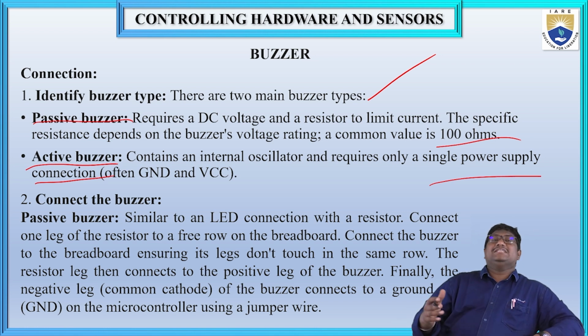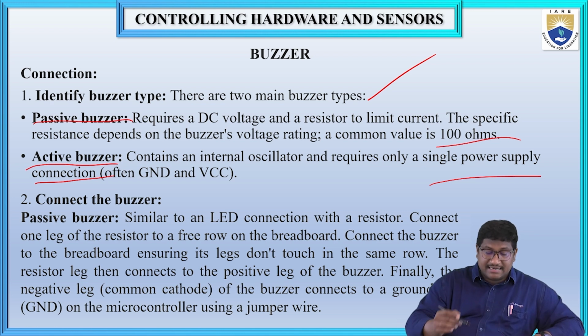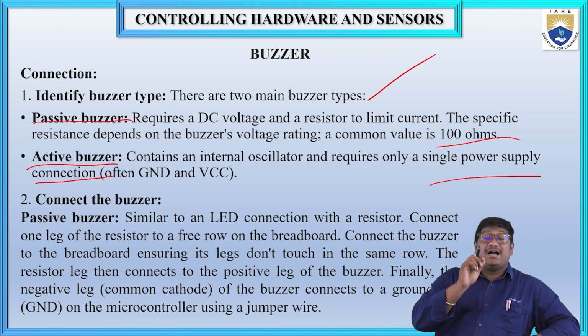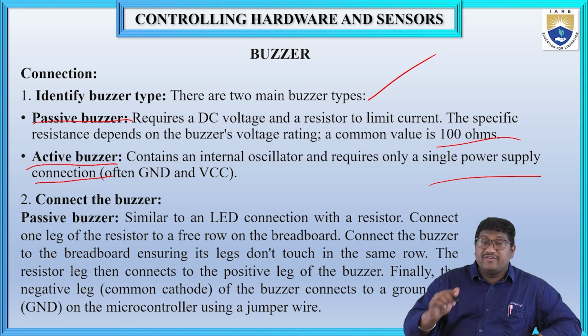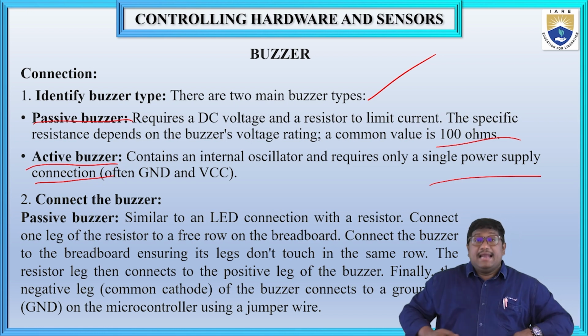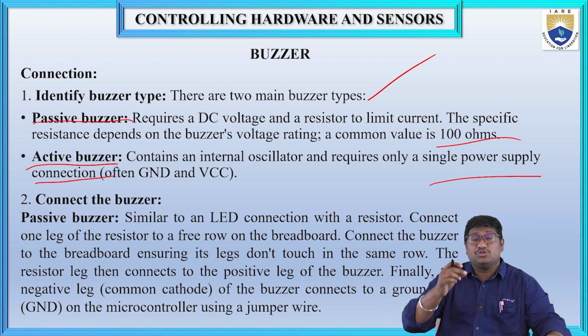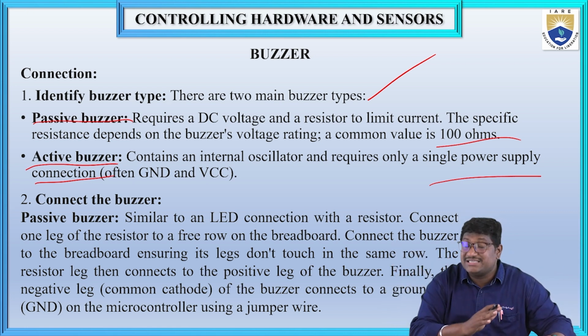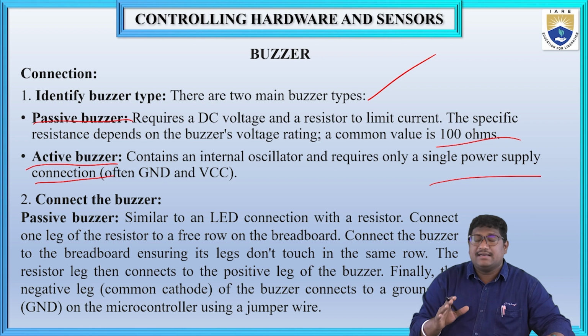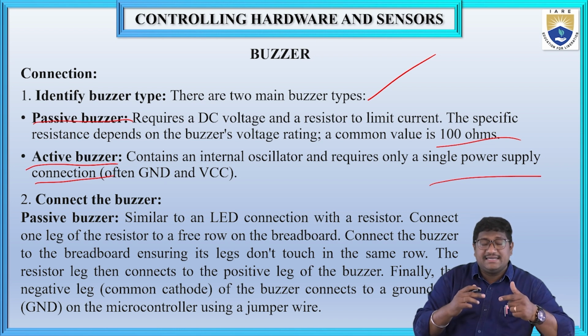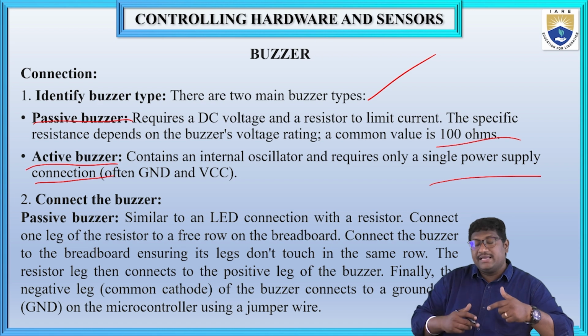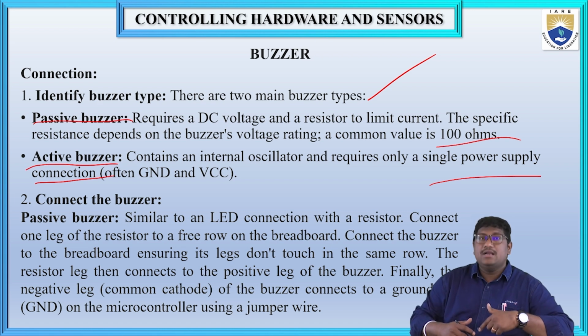And how do we connect these buzzers? As I told you, first the passive connection. We need to connect an LED with a resistor and then connect one leg of this resistor to a free row on the breadboard. We should ensure the buzzer's two legs do not touch in the same row. One leg will be in the upper row and one leg in the lower row.